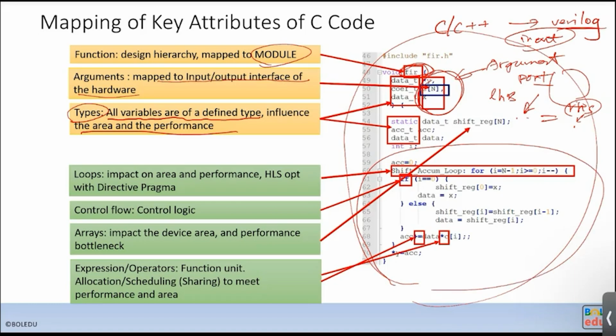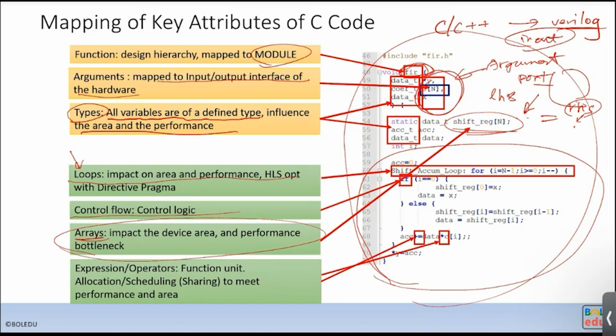In the body of the C code, there are several syntaxes like loops. Loops are the main area that HLS optimization is performed on. That will impact the area and performance. The HLS optimization is based on the user-specified directive pragma. And you have control logic. Then arrays. Arrays are very important. We use arrays for temporary buffers or for the interface between modules.